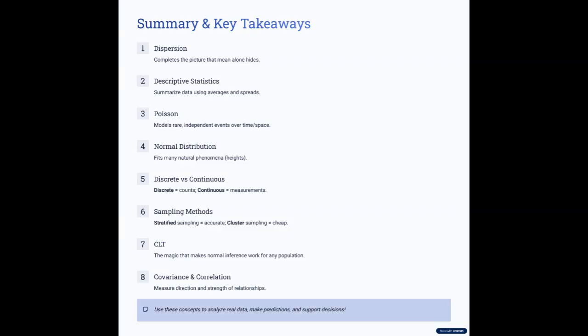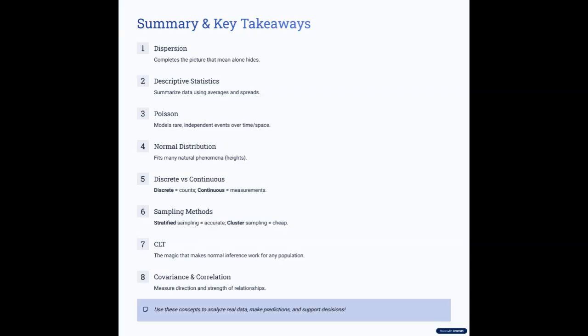Summary and key takeaways. The most important points from this session. 1. Measures of dispersion, range, variance, standard deviation complement measures of central tendency, mean, median, mode. 2. Descriptive statistics summarize data using averages, central tendency, and spreads, dispersion, plus graphs to understand data. 3. Poisson distribution models the number of events occurring in a fixed interval, given a known average rate. Use it for independent events.